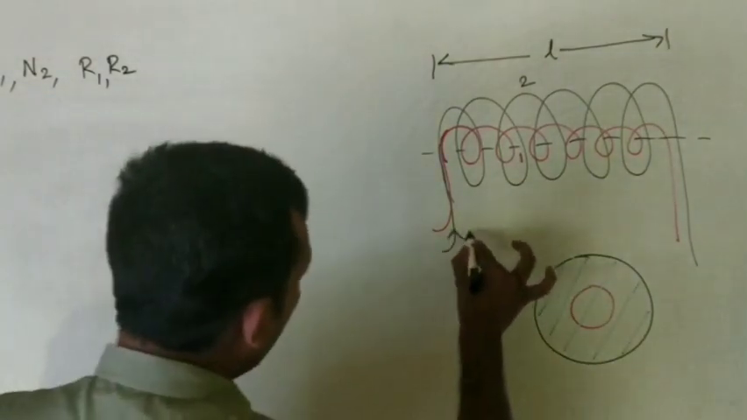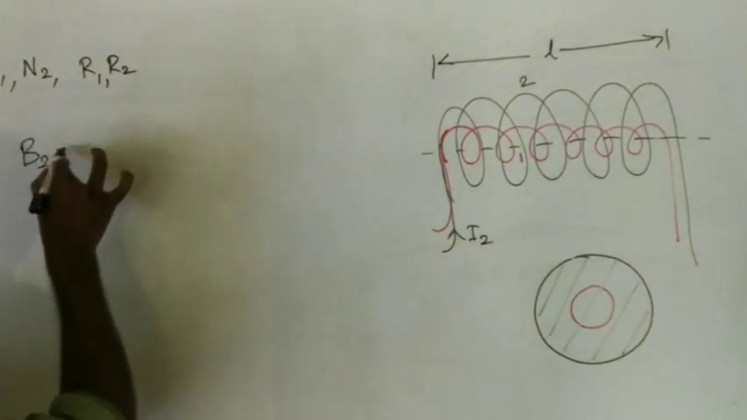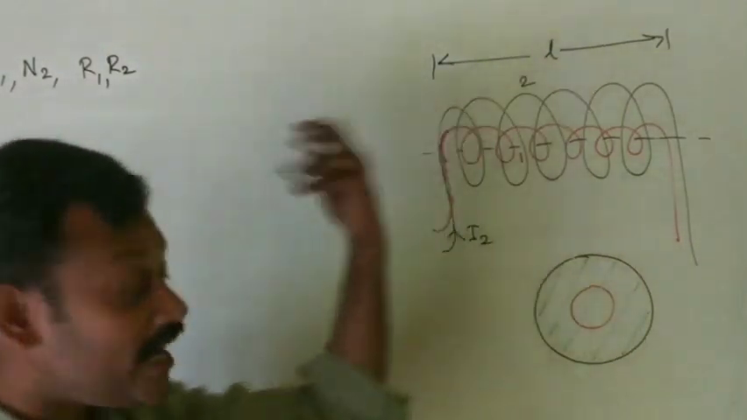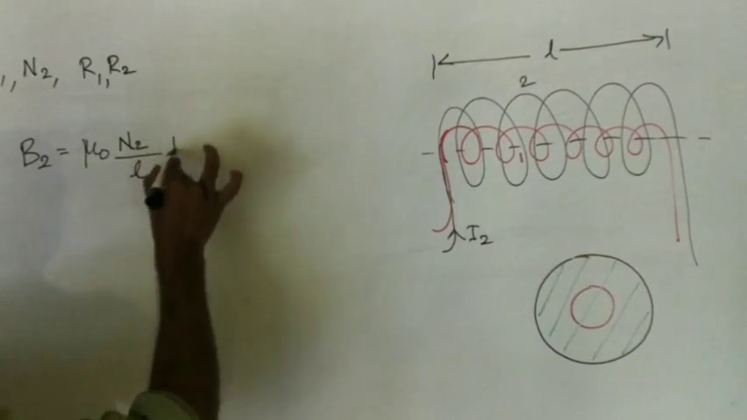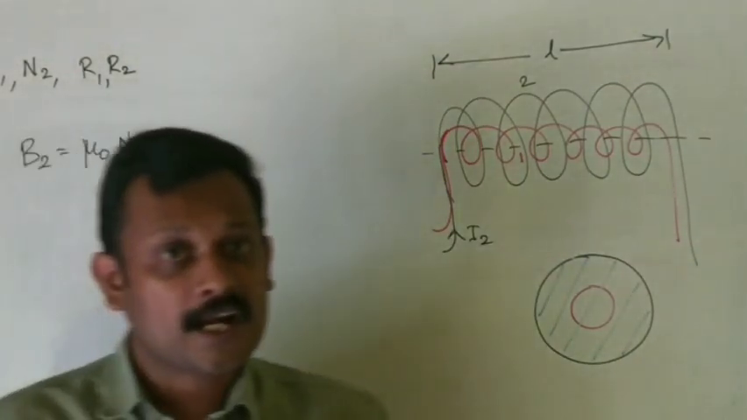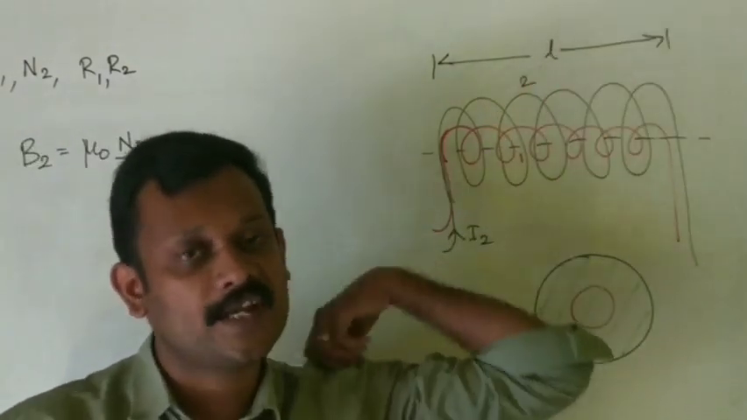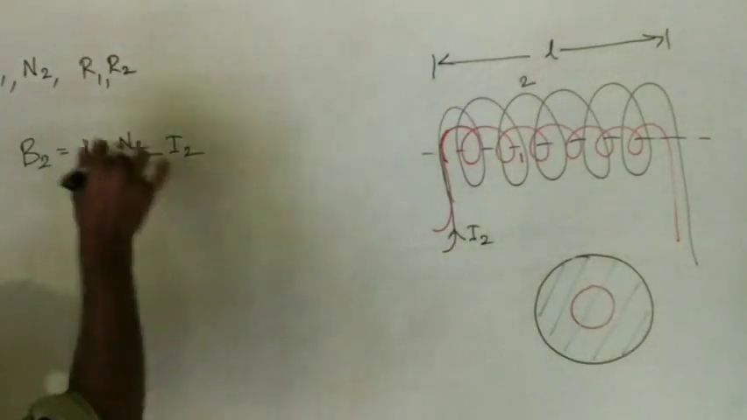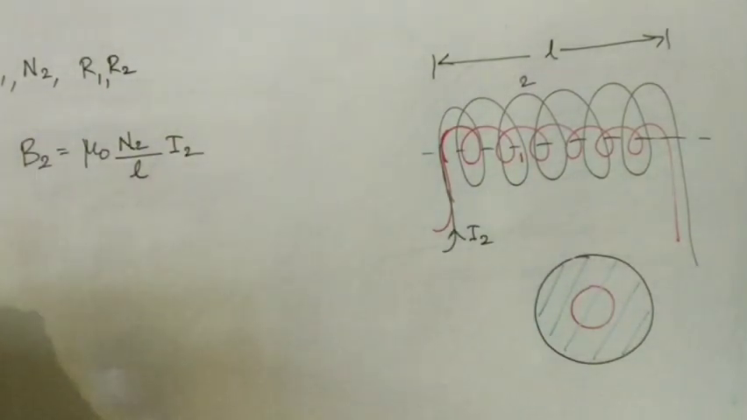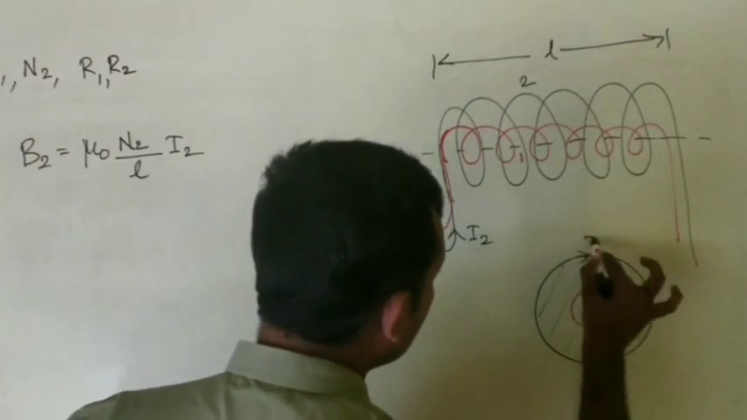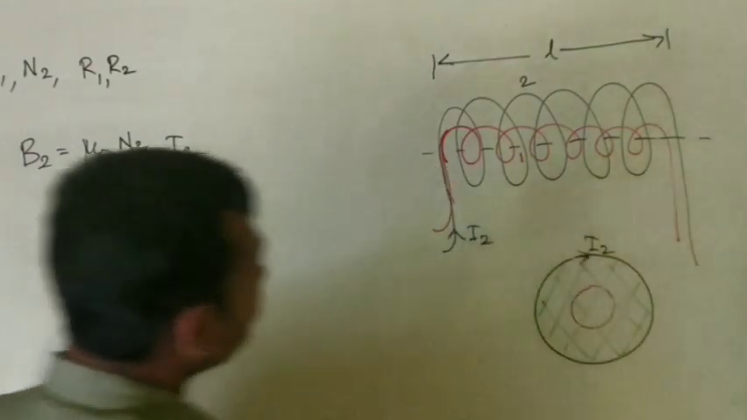Let us consider that the outer coil carries a current I2. When the outer coil carries a current I2, the magnetic field associated with the outer coil is mu 0 N2 by L into I2. You have to understand the important assumption of a solenoid: the field inside is uniform whereas the field outside is negligible. Mu 0 N2 I2 by L, right? I think there is no confusion in that. The field due to the current in the outer coil is represented with this green color. This is the field inside.